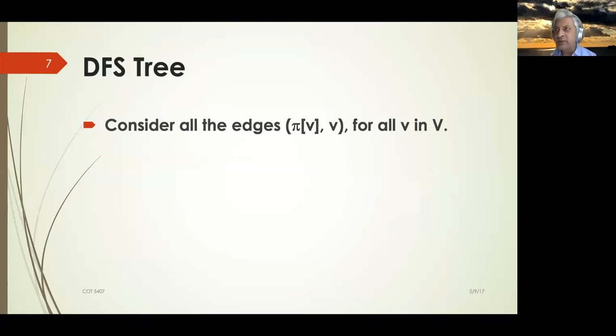All the big fat edges that we saw in our example, those are all edges that we use to visit new vertices for the first time. And so therefore those edges go from a parent to a child.